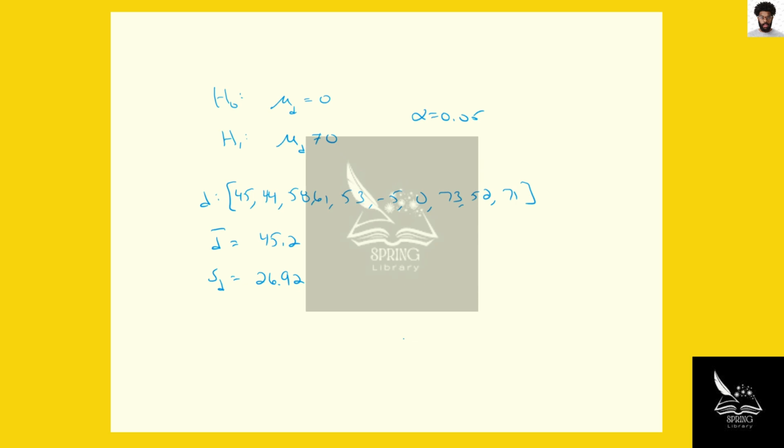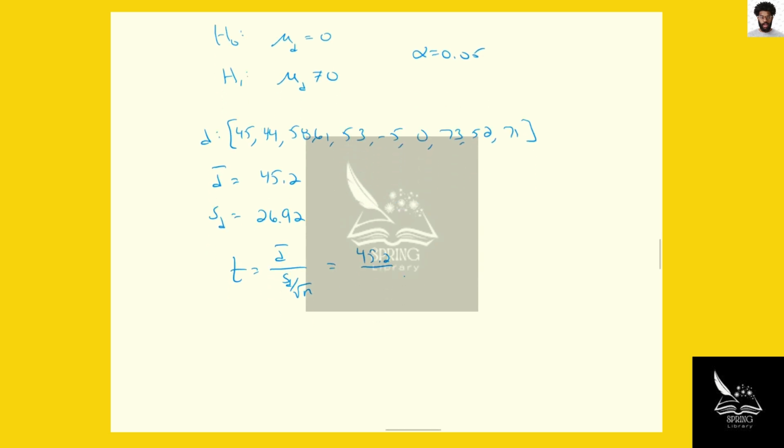Because we're going to need both of these to compute the t-test statistic, which is the mean of the differences over the standard deviation of the differences divided by the square root of the sample size. So that'd be 45.2 divided by 26.92 over the square root of 10, as 10 is the sample size. And so 45.2 over 26.92 over the square root of 10 is about 5.31.